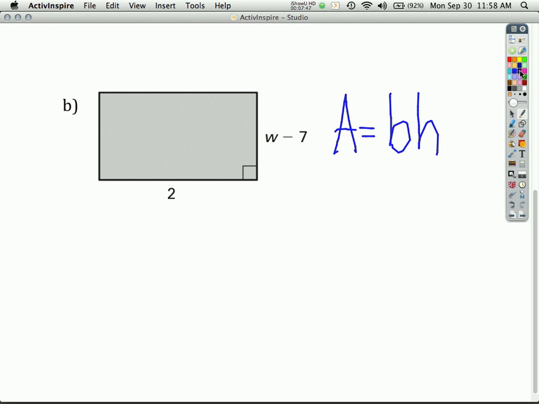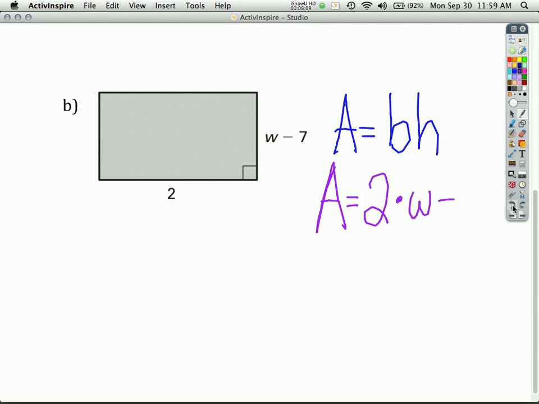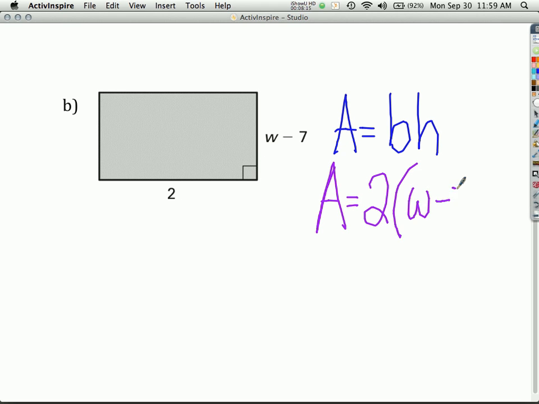So we're going to fill in the information. Area equals base times the height. But this time the height is this expression. So you can't just write times W, and you can't just write times W minus 7 because then the 2 is being multiplied only times the W. You have to write it just like distributive property. This really means 2 times (W minus 7).